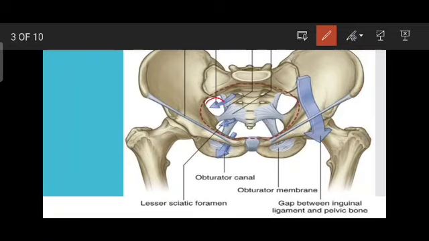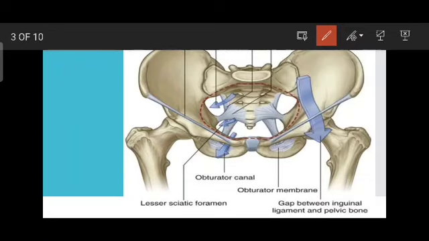And then this is the greater sciatic foramen. The greater sciatic notch is converted into the greater sciatic foramen by the attachment of the sacrospinous ligament, and the lesser sciatic notch is converted into the lesser sciatic foramen by the attachment of the sacrotuberous ligament.